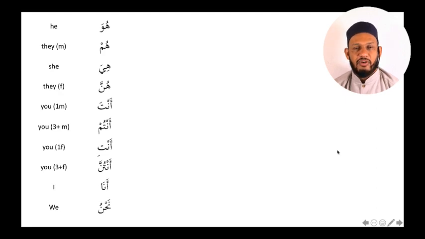This is from the beginning. Just the Arabic. Huwa, hum. Hiya, hunna. Anta, antum, anti, antunna. Again. Huwa, hum. Hiya, hunna. Anta, antum, anti, antunna. What's the translation from the beginning? Huwa, he. Hum, they males, mixed group. Hiya, she. Hunna, they females. Anta, you male. Antum, you males, mixed group. Anti, you female. Antunna, you females.